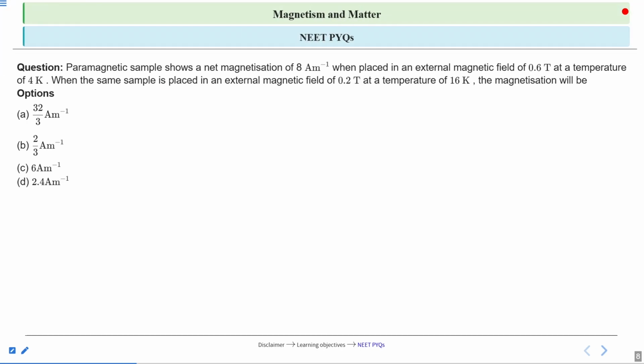Let's see the next question. A paramagnetic sample shows a net magnetization of 8 ampere per meter when placed in an external magnetic field of 0.6 Tesla at a temperature of 4 Kelvin. When the same sample is placed in an external field of 0.2 Tesla at a temperature of 16 Kelvin, the magnetization will be: option A, 32 by 3 ampere per meter; option B, 2 by 3 ampere per meter; option C, 6 ampere per meter; or option D, 2.4 ampere per meter. So I will give you some time to think about it.